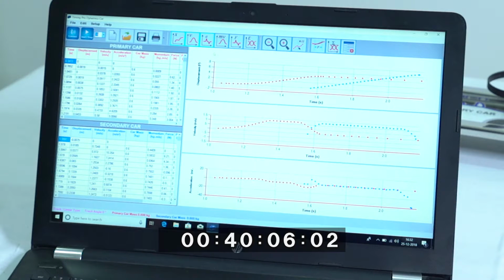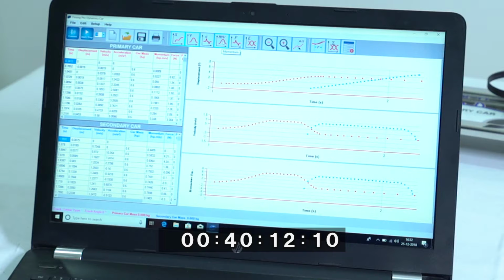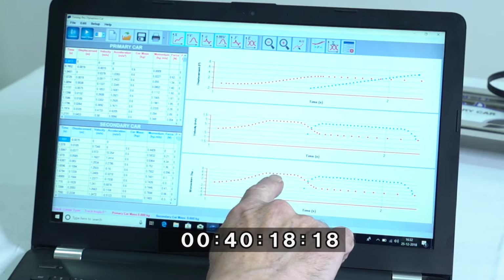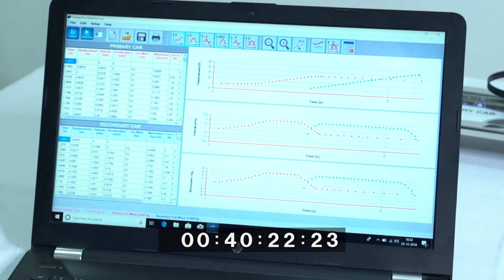We can remove the acceleration graph by clicking on the acceleration icon and in its place put the momentum graph. You can see that momentum before the collision and momentum after are the same.